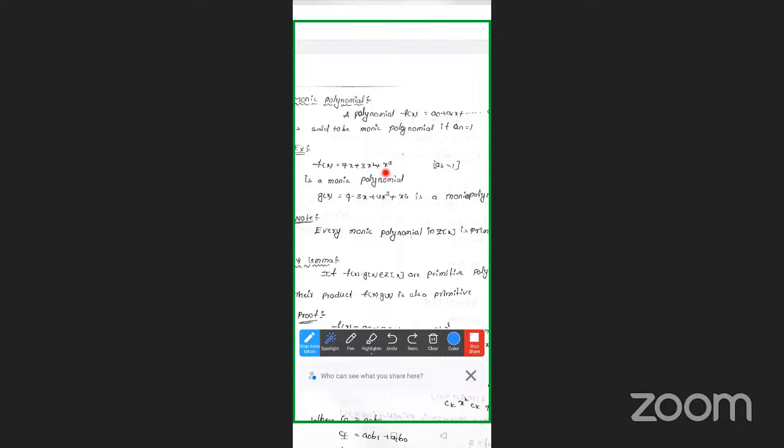So the leading coefficient of x cube is 1, that is, a3 is equal to 1. So the leading coefficient of the highest degree is 1. Therefore f of x is a monic polynomial.